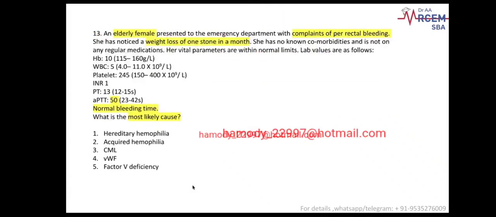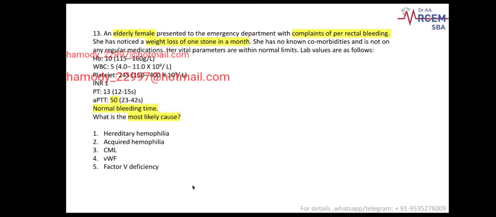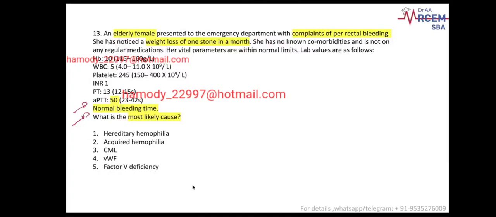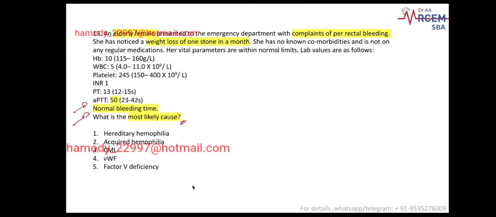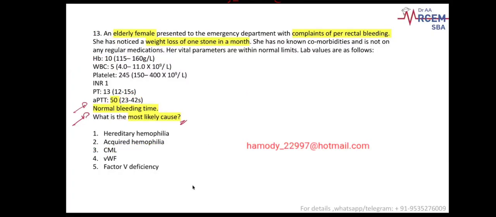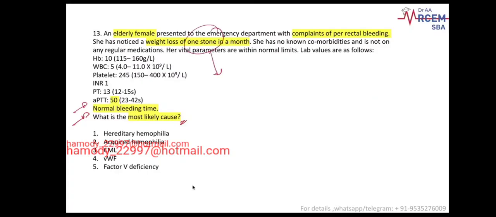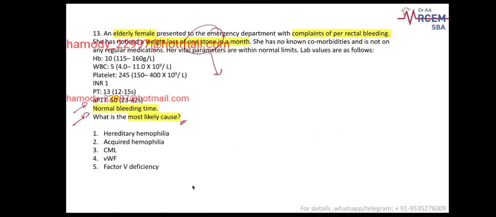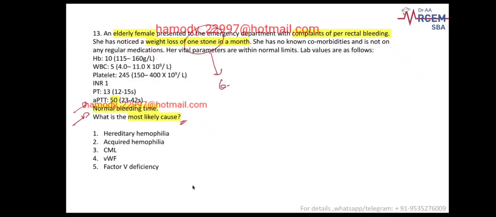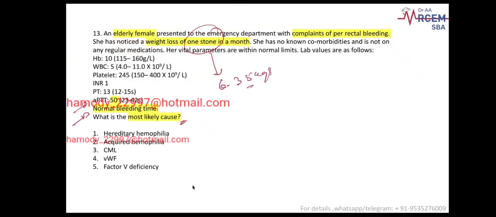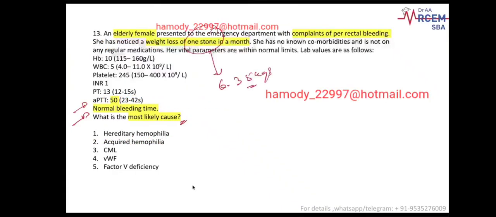Elderly female complains of rectal bleeding, weight loss of 1 stone in a month, APTT is prolonged, bleeding time is normal. What is the most likely cause they are asking? First, let us address what I mean by 1 stone. 1 stone is a usual terminology used in the UK, which equals 6.35 kgs.